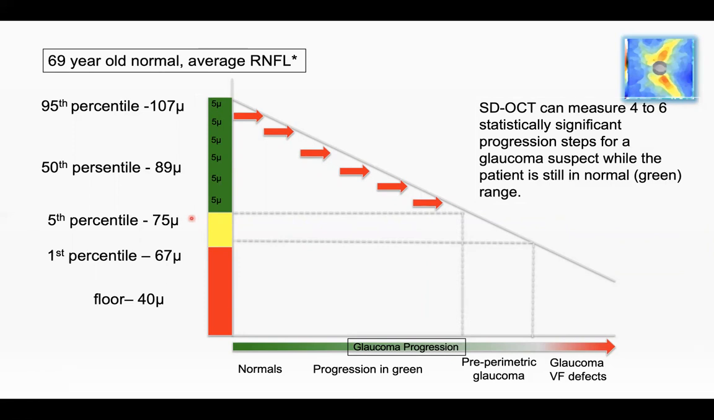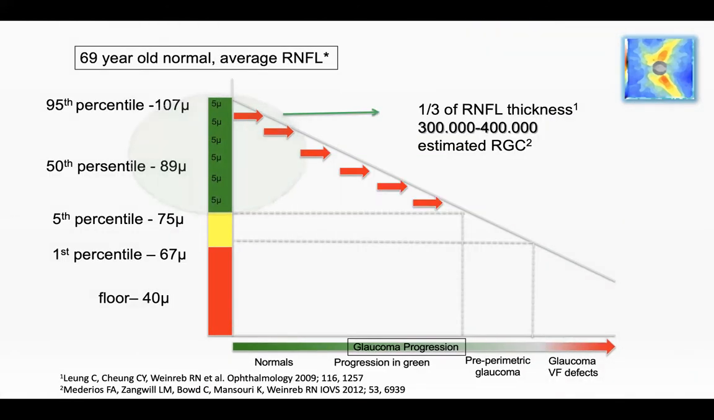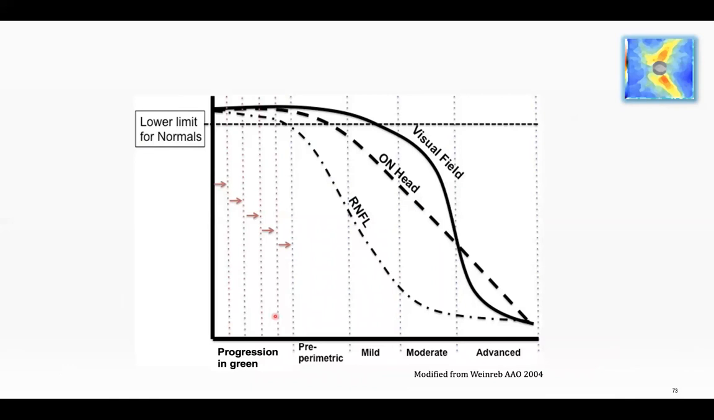Spectral domain OCT can measure 4 to 6 statistically significant progression steps for a glaucoma suspect while the patient is still in the normal green range. So if we miss this RNFL loss, a glaucoma suspect can lose nearly 1/3 of her RNFL thickness and nearly 300,000, maybe 400,000 estimated ganglion cells, and still you can have a normal OCT scan, as the normative database says so. This is where the progression in green is seen. We can look for the earliest signs of glaucoma here.